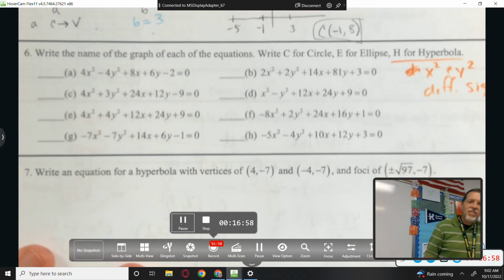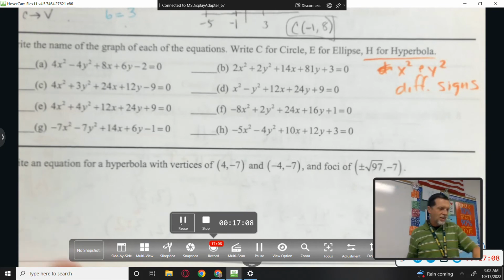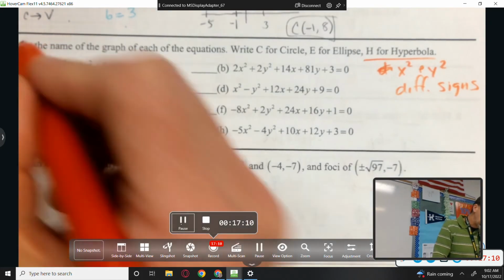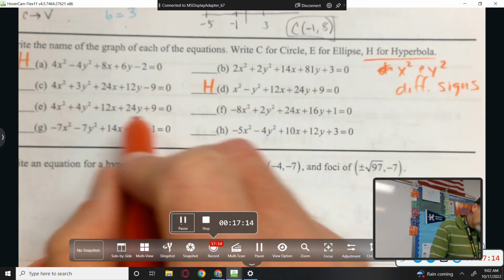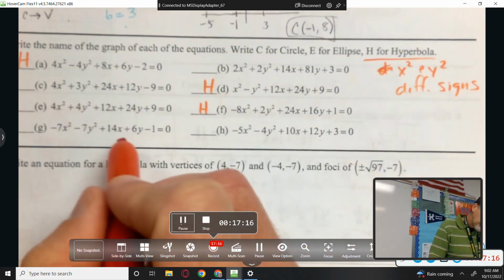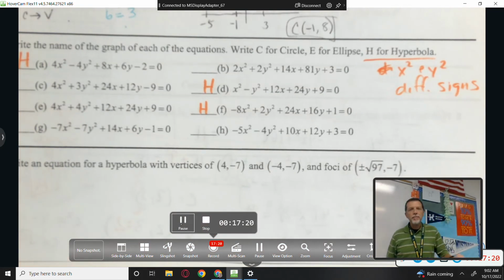Different signs. So, I mean, yeah, I guess I could complete the square for all of this, but I don't want to do that. So I'm just looking for x squared and y squared to have different signs, because that's got to be a hyperbola. So x squared and y squared is having different signs. Looks like A, D, and F.